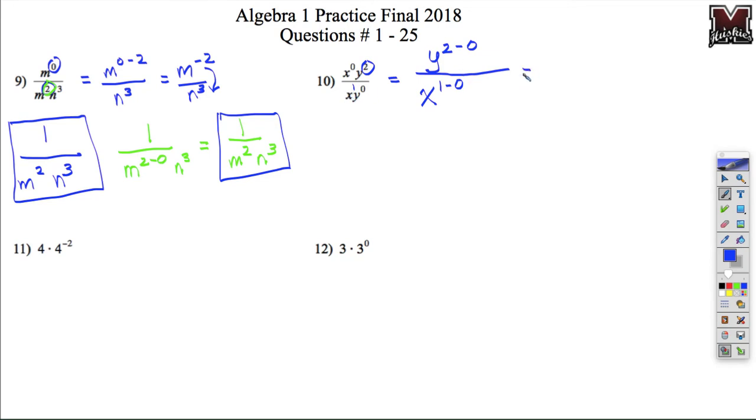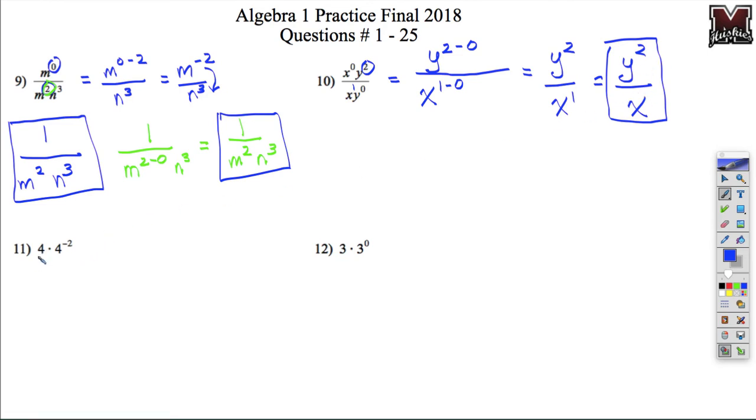Now let's just simplify. Y to the power of 2 minus 0 is y to the power of 2. X to the power of 1 minus 0 is just x to the power of 1. And x to the power of 1, I mean, this right here will give you full points. But even better is y squared over x. We treat that 1 as an invisible 1, and that is a little bit more mathematically correct. I mean, they're both mathematically correct. This one is just in a better format, I would say. Let's move on to number 11.